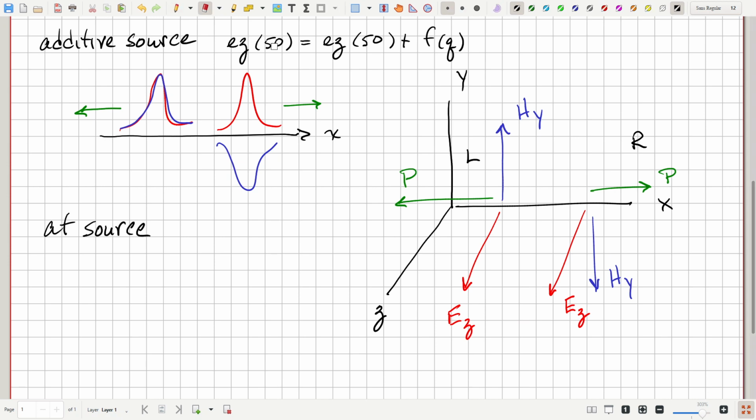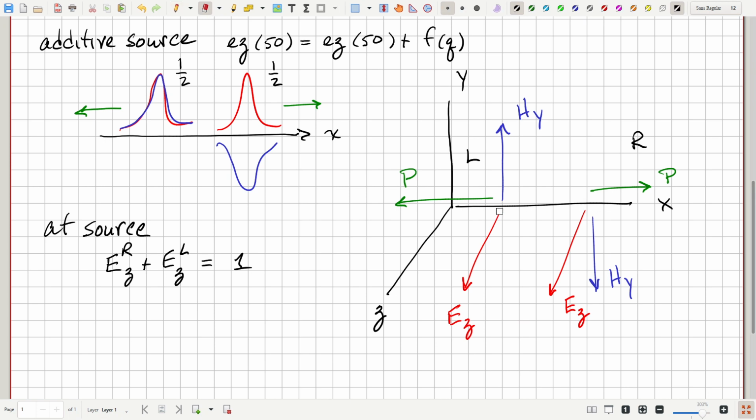Okay, so at the source, say at m equal to 50, where we're introducing a change only in the electric field, if you take these two plane waves, what you have is E right Z plus E left Z would be, say, equal to 1. In our simulations, if this had a magnitude of 1, we saw that these each had a magnitude of 1/2.